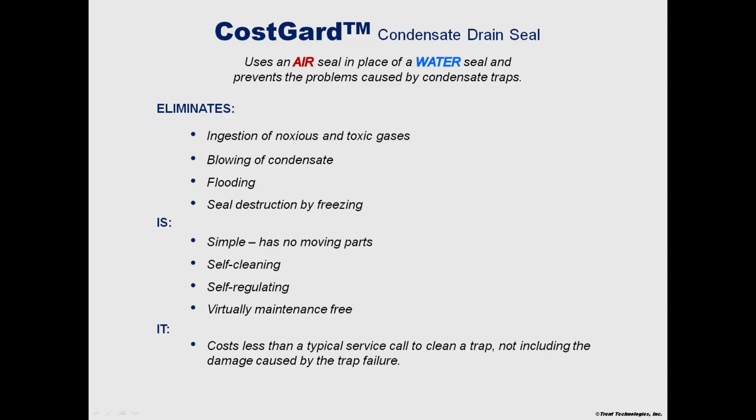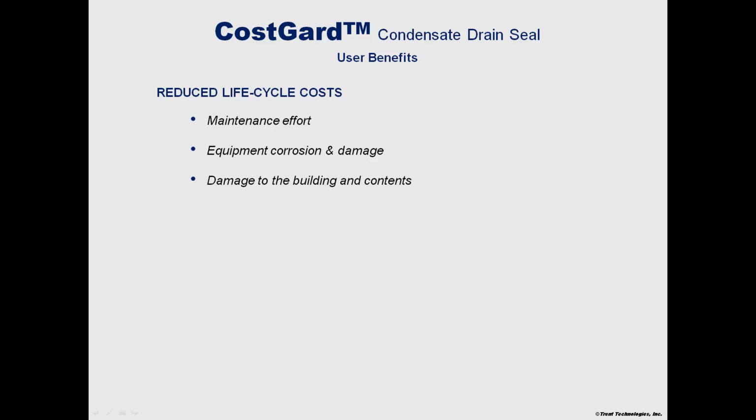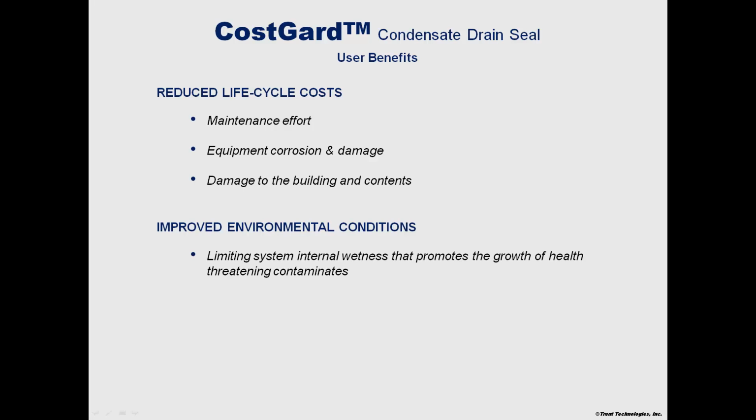And it costs less than a typical service call to clean a trap, not including the damage caused by the trap failure. These features of the CostGard Condensate Drain Seal offer building owners numerous benefits. Reduced life cycle cost by decreasing maintenance effort, equipment corrosion and damage to the building and contents, and improved environmental conditions by limiting system internal wetness that promotes the growth of health-threatening biological contaminants.